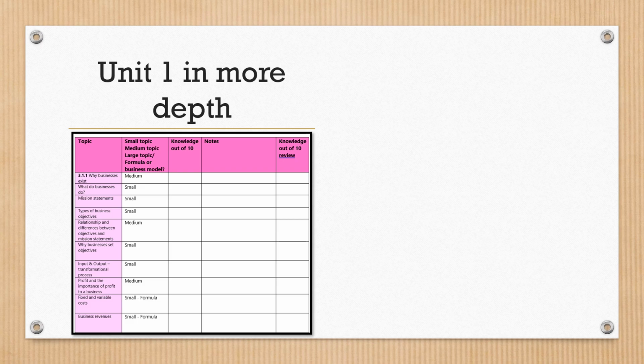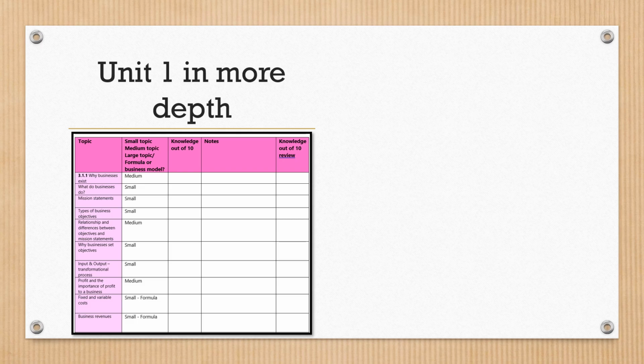So for example, it says, what do businesses do? Well, that's a small topic, and you should only spend probably a small amount of time on it unless you need to spend longer. The next column is about putting a mark on there out of 10 for the knowledge. What is your understanding of, say, why do businesses exist? If it's 10, then obviously you can move on to the next topic. If it's 1, it's not a problem, is it, at the moment? You just put it as a 1. Then it helps you to identify that you need to do some work in that area. And then there's a little notes area for you to add some notes.